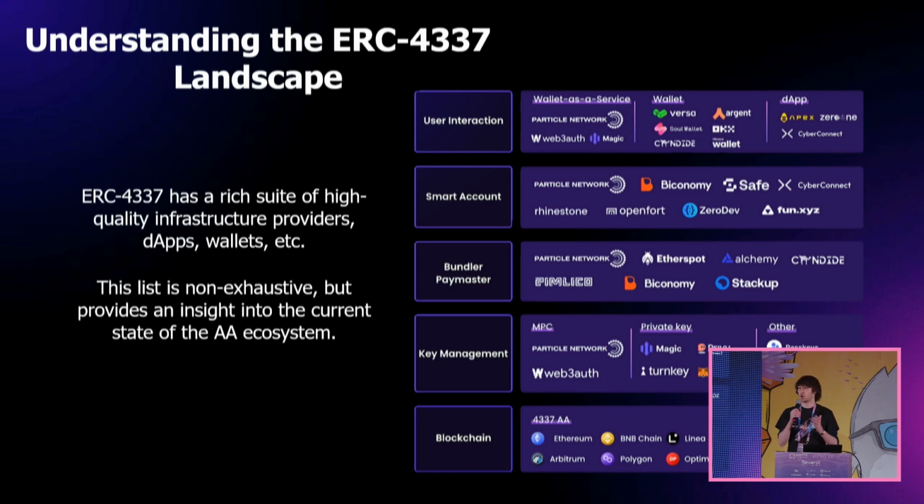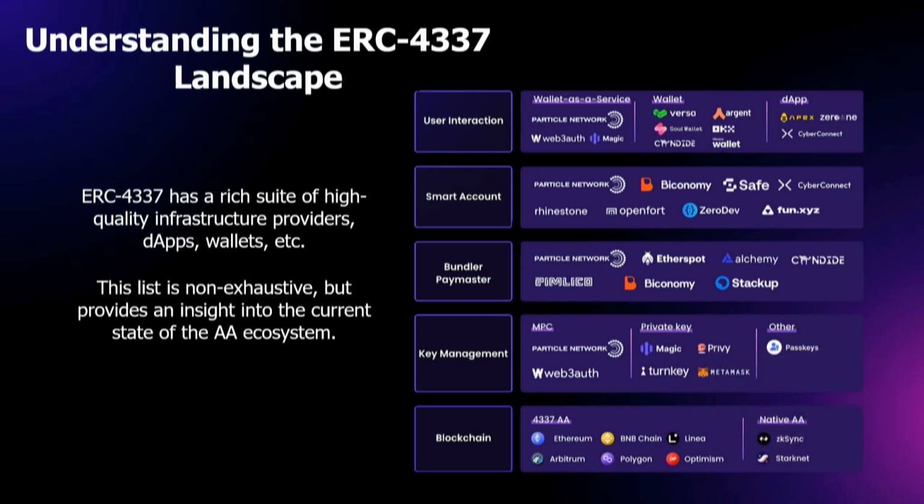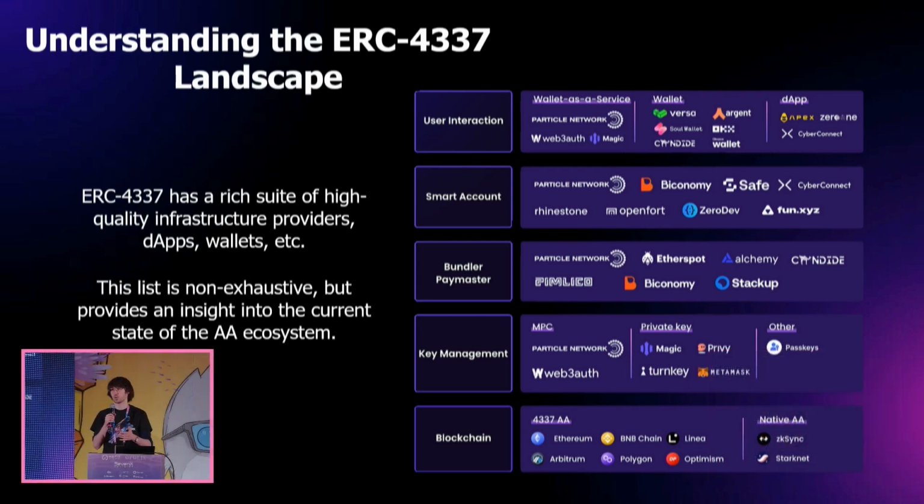So I want to go back to ERC-4337 here. How does that relate to the 3 problems that I just mentioned beyond the onboarding component? First of all, ERC-4337 applies to a lot of different things. And you can see clearly this has been identified within the ecosystem through this large suite of infrastructure providers. You have a ton of smart account providers, bundler and paymaster providers, key management solutions. We fit into all 4 of these categories. So we do MPC wallets, we do smart accounts, and so on.